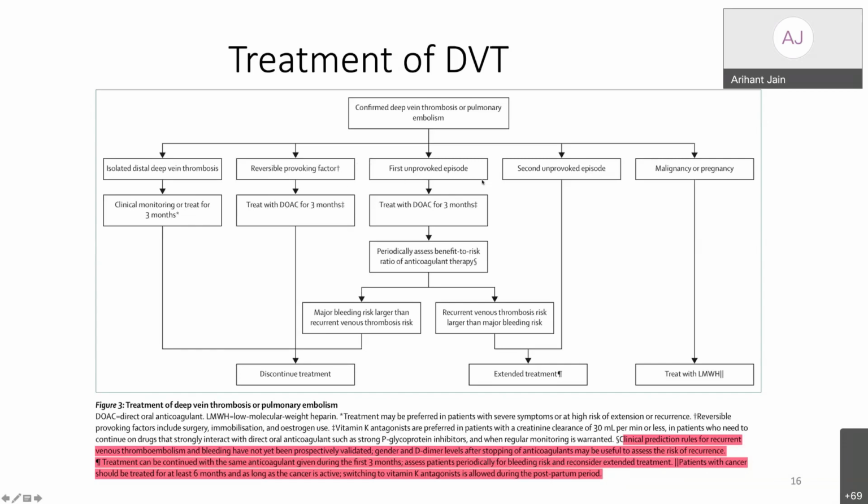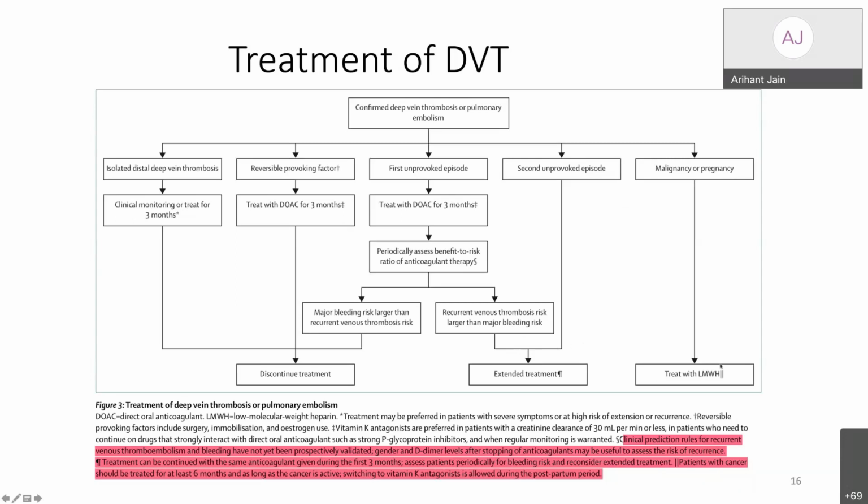If it is an unprovoked DVT, minimum you will treat it for 3 months. Then after 3 months, you have to discuss it with the patient. You have to assess the risk benefit ratio of continuing anticoagulation versus stopping anticoagulation. So if the bleeding risks are higher, then you will stop it. But if you feel there are no high bleeding risks, then typically you would continue indefinite anticoagulation for unprovoked DVT. Any second episode, you will have to give lifelong or indefinite anticoagulation.